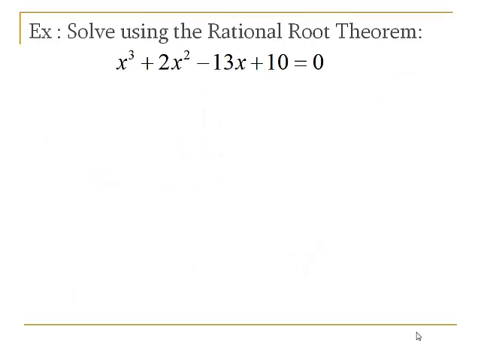Let me do another one. x cubed plus 2x squared minus 13x plus 10. The factors of h are 1, 2, 5, and 10. The factors of k are 1 and negative 1.